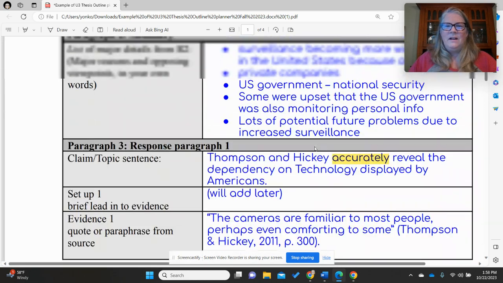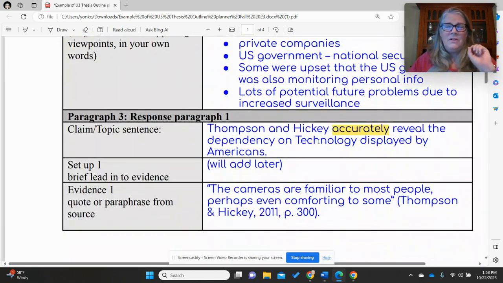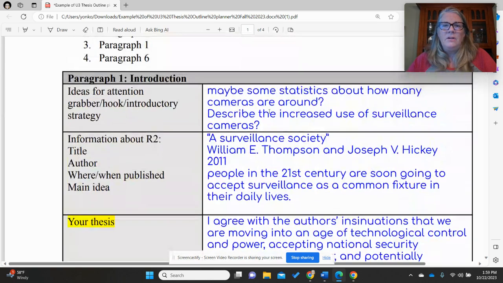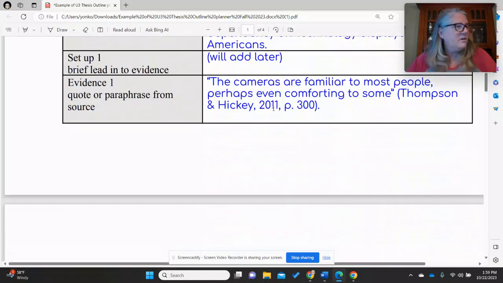All right, so now in this example, the student has a quote from R2 and R3 in each paragraph. That might not happen for you. So you don't have to have a quote from R3 in each paragraph. You only have to have it in one of your paragraphs. If you can make it work in other paragraphs, that's probably going to be helpful to you, but you don't have to. All right, so we have the quoted material. Let me look at another example.